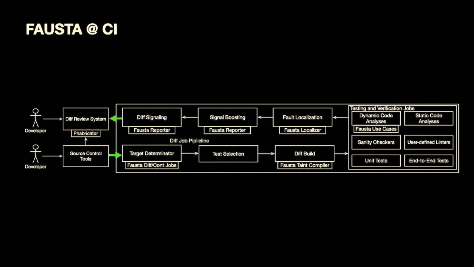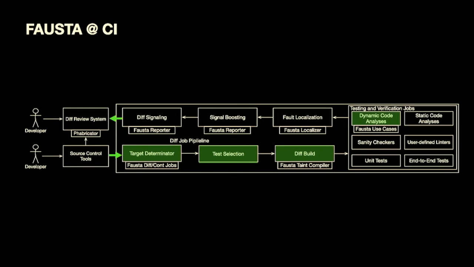On diff submission, the change will trigger a job of target determinator. The main purpose of this job is to perform change impact analysis that would decide a minimal set of CI jobs to be scheduled, for saving computational resources. And then we run test selection, which would select manually written tests that are relevant to the code changes. And for Erlang, we need to make a diff build. For Fosta's privacy use case, we have a taint compiler that instruments sync APIs for taint analysis.